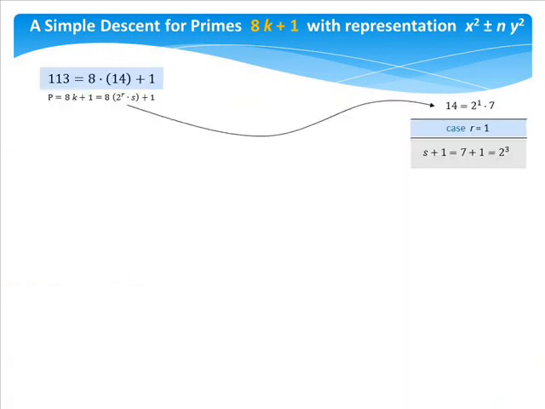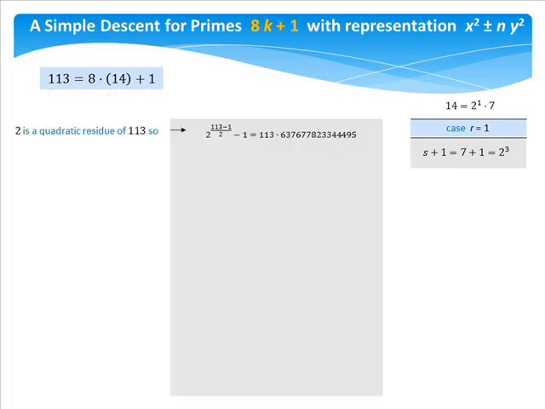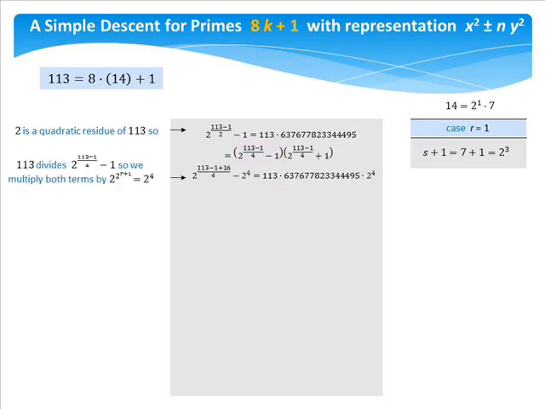Let's now examine prime 113, an example with r equals 1. In this instance, 113 can be expressed as 8 times 14 plus 1, signifying r as 1 and s as 7. Consequently, s plus 1 equals 2 cubed. Initially, we find that 2 is a quadratic residue of 113. Upon factoring this expression, we discover that 113 divides 2 raised to 113 minus 1 over 4 minus 1.